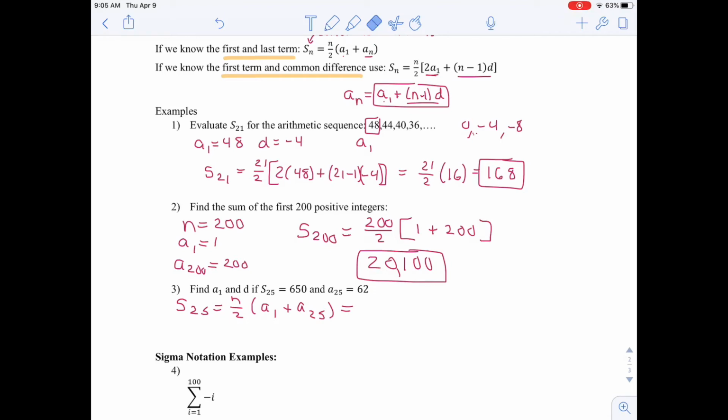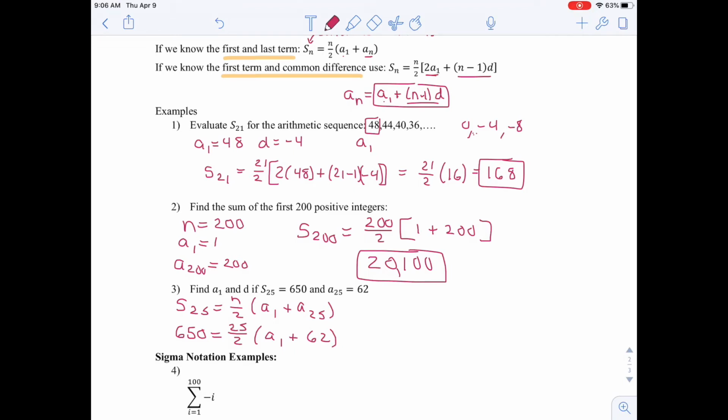Well, we can use that. We know that the sum is 650. We know we have 25 terms. We don't know the first term, but we do know the 25th term. So we can use that to solve.